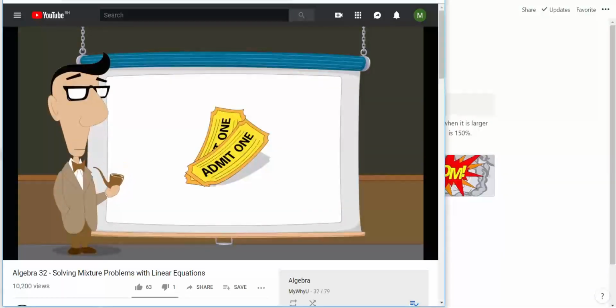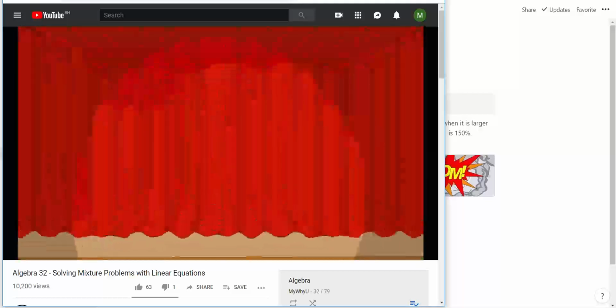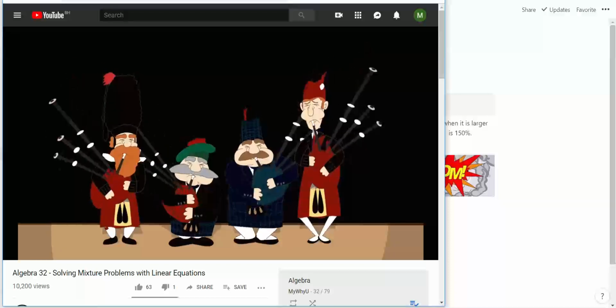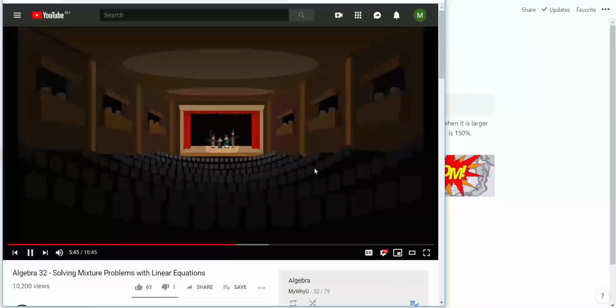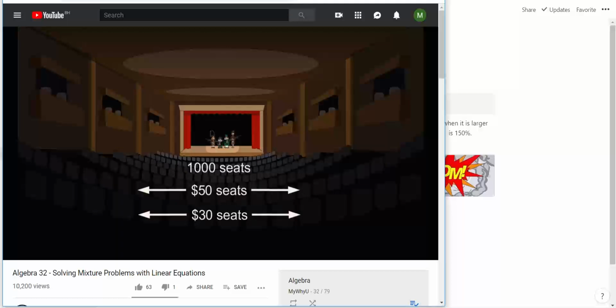Our next example illustrates how algebra can be used to solve problems involving mixtures of items selling at different prices. The YU Entertainment Committee is planning a concert of the world-famous bagpipe quartet, Alistair, Ian, Angus, and Clyde, in a concert hall which seats 1,000 people. Normally, tickets sell for $50 a seat. However, to be sure that the 1,000-seat auditorium is completely filled, the committee has decided to offer a number of discounted tickets at $30 a ticket.